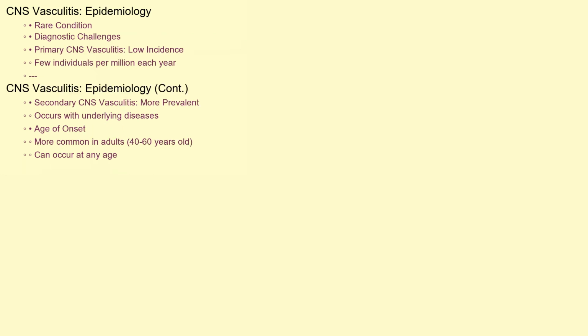CNS vasculitis is a relatively rare condition. Precise epidemiological data are difficult to obtain due to diagnostic challenges. Studies suggest that primary CNS vasculitis affects only a small number of individuals per million each year. Secondary CNS vasculitis is likely more prevalent, as it occurs in conjunction with the underlying diseases that cause it. While it can occur at any age, it is more commonly diagnosed in adults, particularly those between 40 and 60 years old.